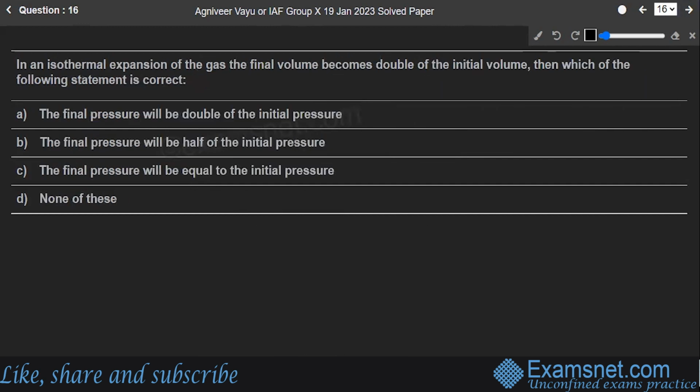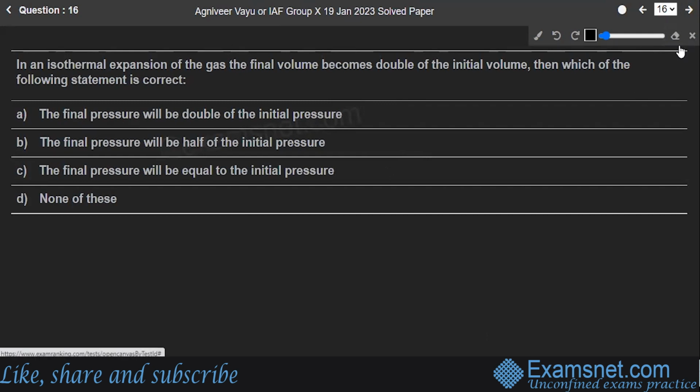Hope you got that. Next is question number 16. In an isothermal expansion of a gas, the final volume becomes double of the initial volume. Then which of the following statements is correct? The final pressure will be double of the initial pressure. Final pressure will be half of the initial pressure. Final pressure will be equal to the initial pressure, or none of these.